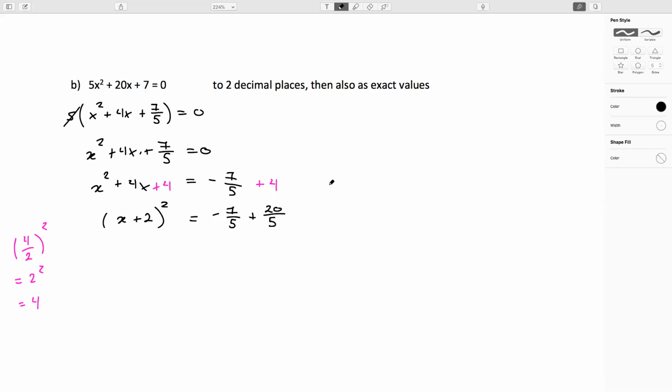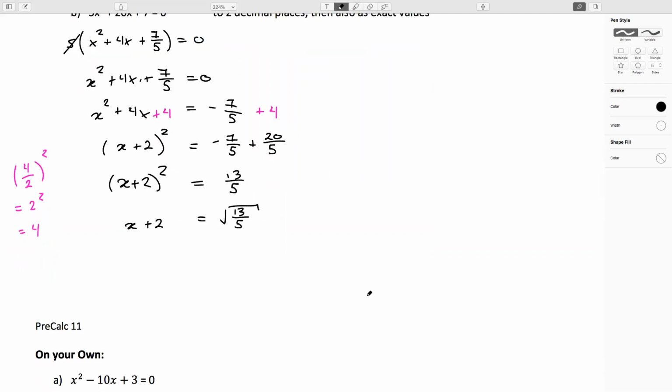At this point, we can join the right-hand side together. So x plus 2 all squared equals 13 over 5. I can take the square root of both sides. X plus 2 equals the square root of 13 over 5. If this was a perfect square, I could turn it into a whole number, but it's not. And now I can move the 2 to the other side. X equals plus or minus root 13 over 5 minus 2.